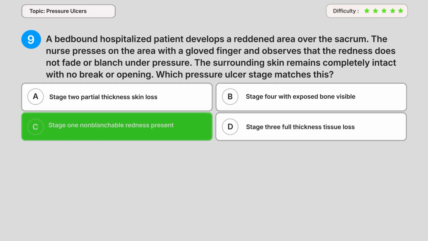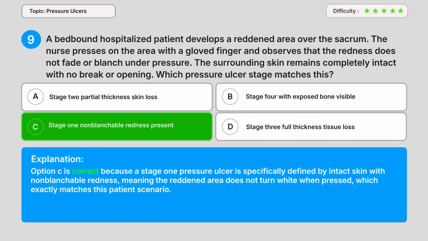Correct answer, C. Stage 1 non-blanchable redness present. Explanation. Option C is correct because a stage 1 pressure ulcer is specifically defined by intact skin with non-blanchable redness, meaning the reddened area does not turn white when pressed, which exactly matches this patient scenario.